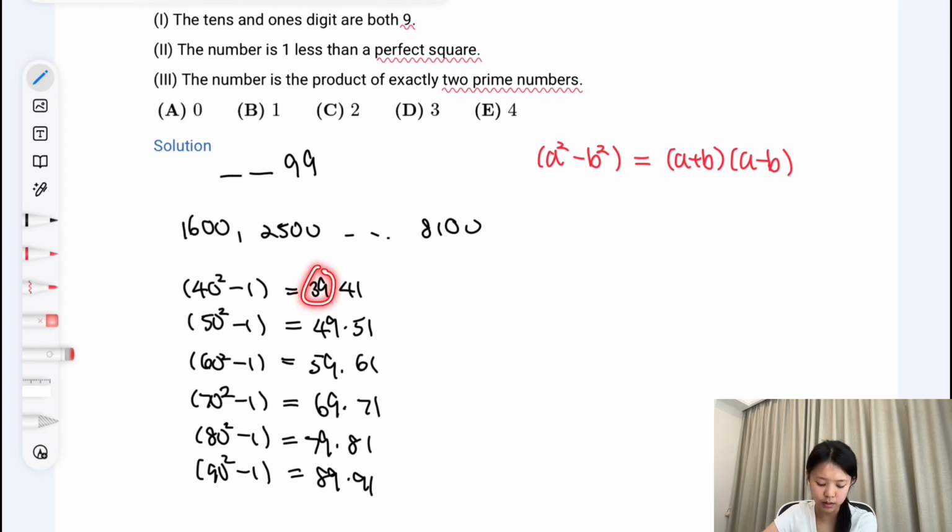So 39 is not a prime number since it's 3 times 17. 49 obviously isn't. This 59 times 61 is, so we can put a tick mark next to that. 69 is not, 81 is not, and 91 is not a prime number. So we know that there's only one solution here, so the answer is B.